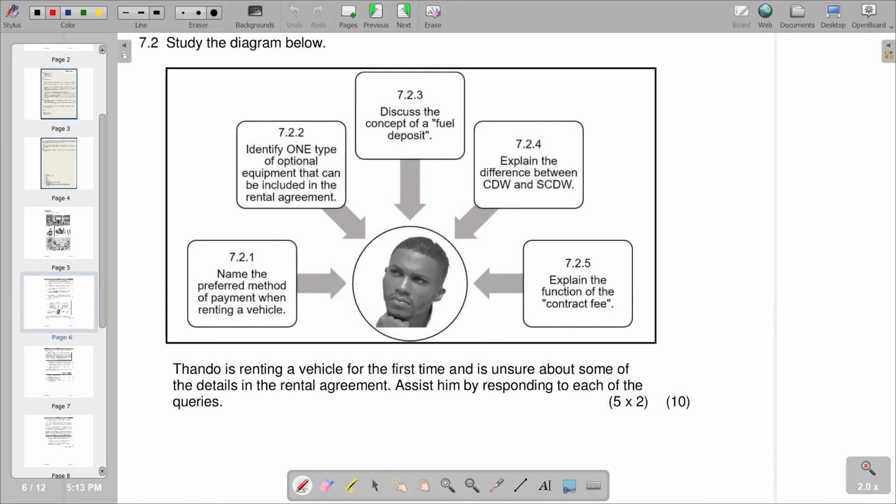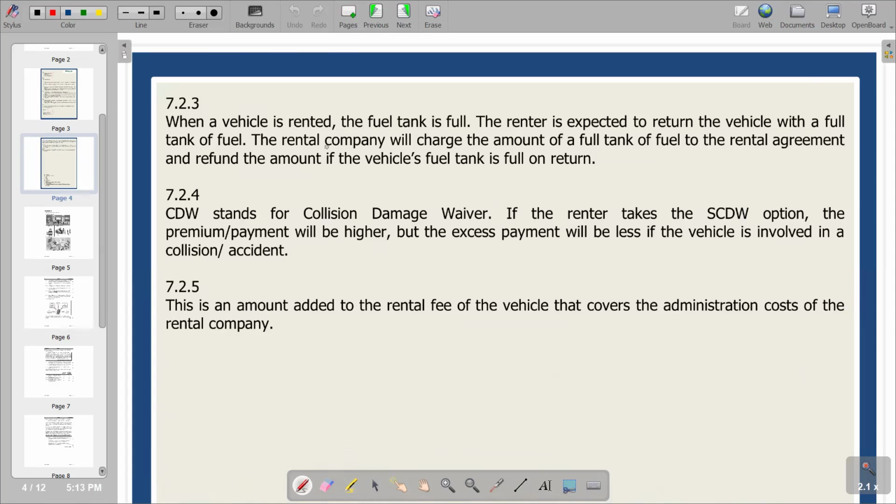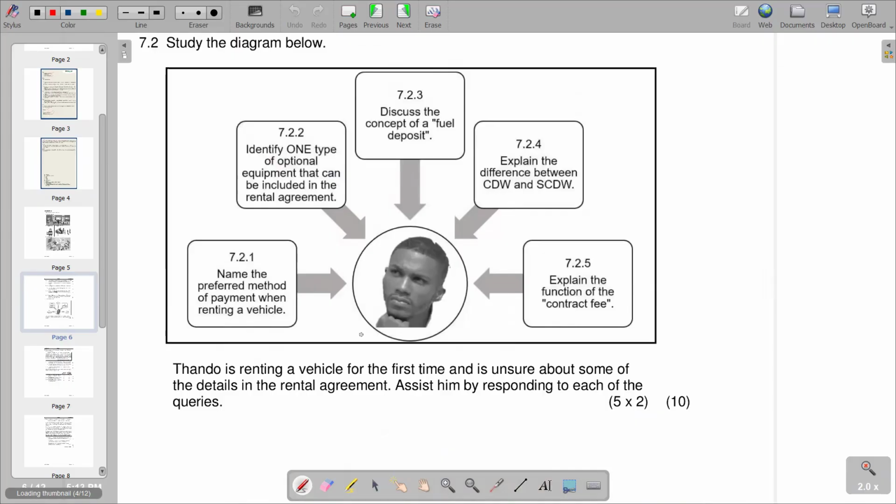So that's the concept that we have for 7.2.3, whereby we are saying when the vehicle is rented and the fuel tank is full, the renter is expected to return the vehicle with a full tank of fuel. The rental company will charge the amount of a full tank of fuel to the rental agreement and refund the amount if the vehicle's fuel tank is full on return. So that is the essence of that. Moving on to the next part, which is now, explain the difference between CDW and SCDW.